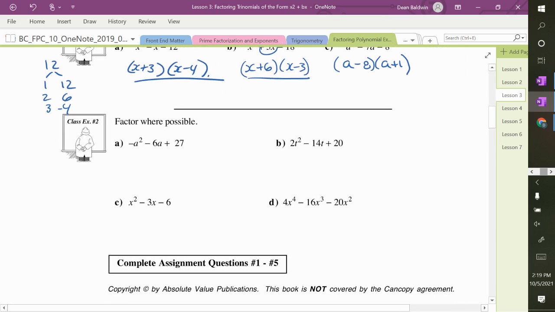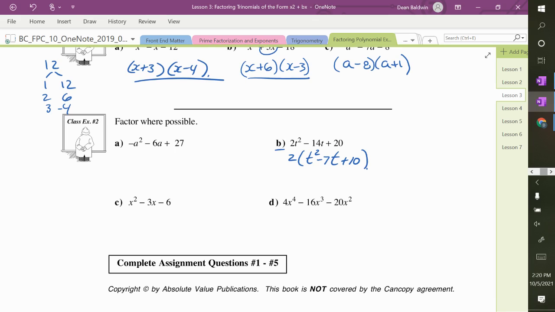Next bit. Let's save A. We'll come back to that one. B. What do you do if you have a number in front of your first term that is squared? Greatest common factor, which is? 2. So 2 comes out. And I get t squared minus 7t plus 10. How did I get those numbers? You divide by what you took out. Remember that?